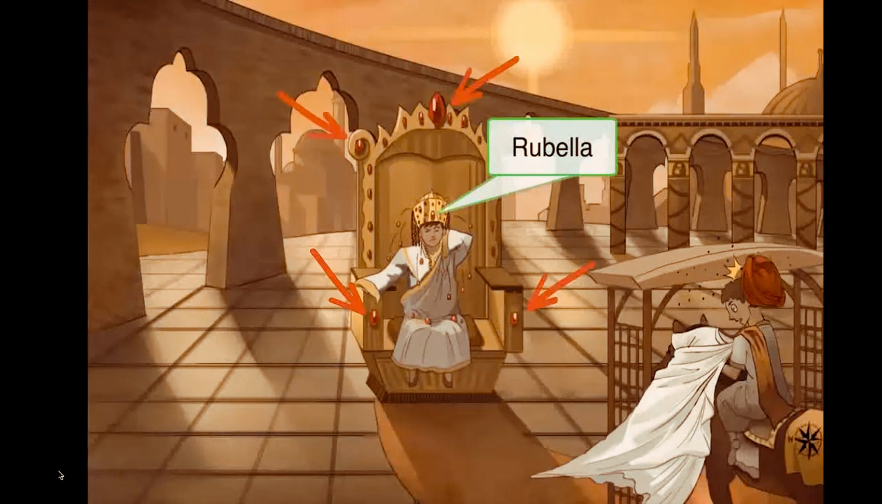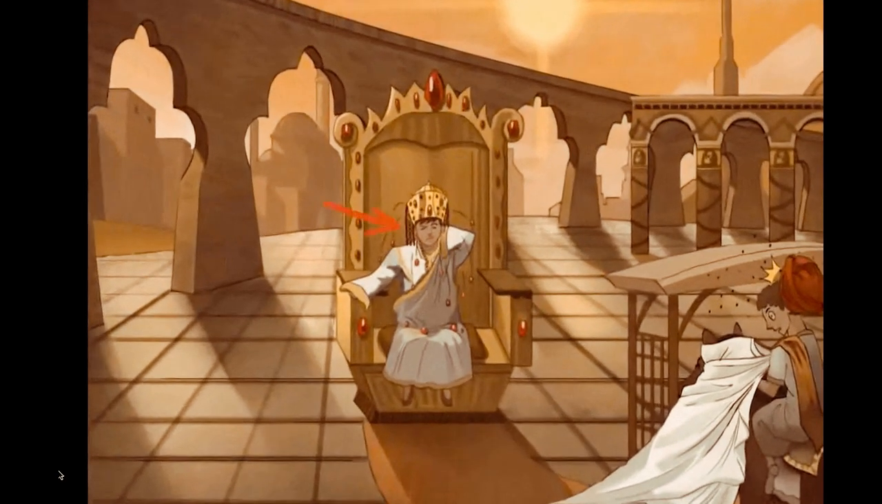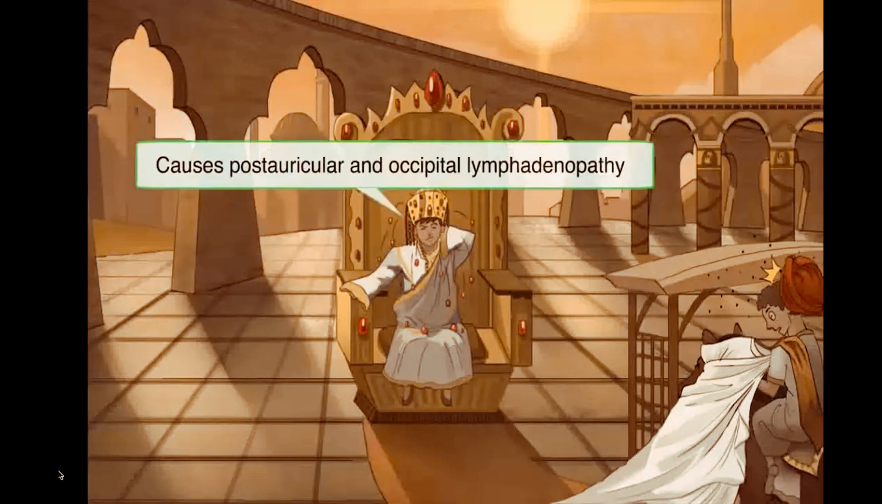Also, let's look at some of the detail of the crown. We've added these chains of rubies that run behind his ear and down the back of his neck, and he's grabbing at the back of his neck like he's very uncomfortable. And this is to help us remember that rubella can cause tender post-auricular and occipital lymphadenopathy.